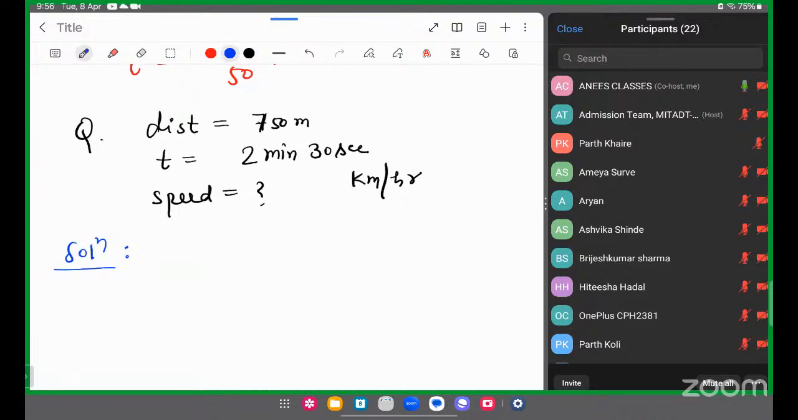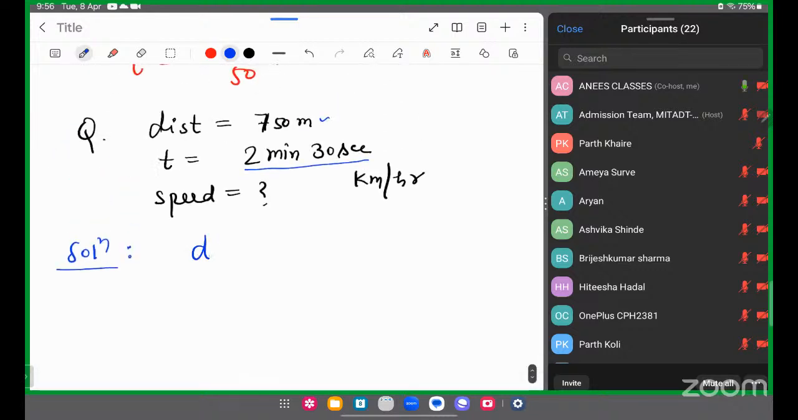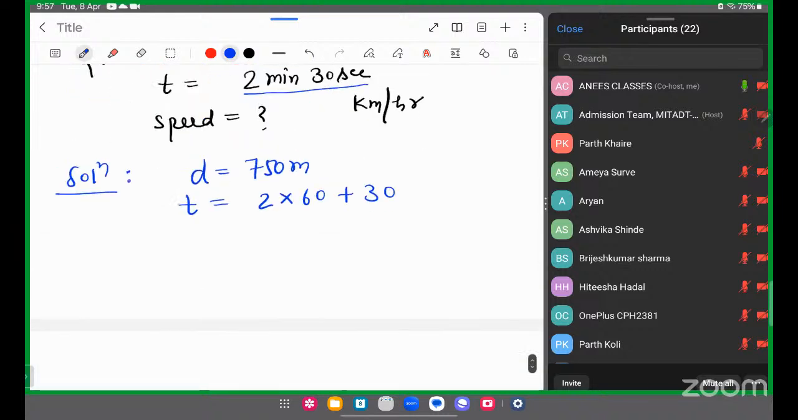Any idea how will you solve it? Distance is given, time is given, speed we have to calculate in kilometer per hour. So first of all, we can find out speed in meter per second, because distance is in meter, time can be converted into second. So let's say distance D is 750 meter. Time is 2 minutes. 2 minutes means 2 into 60 seconds plus 30 seconds extra. So time will be 120 plus 30, 150 seconds.